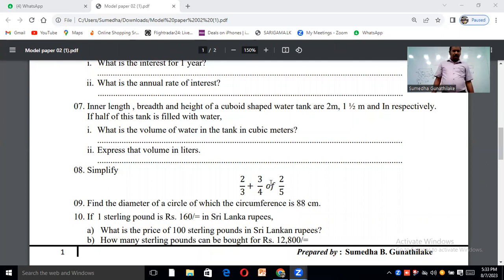Then question number 8, simplify. Two upon 3 plus 3/4 of 2/5.